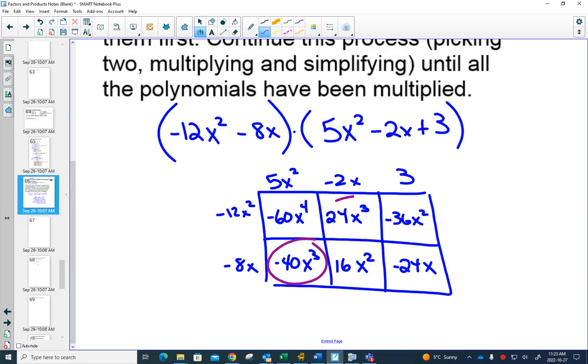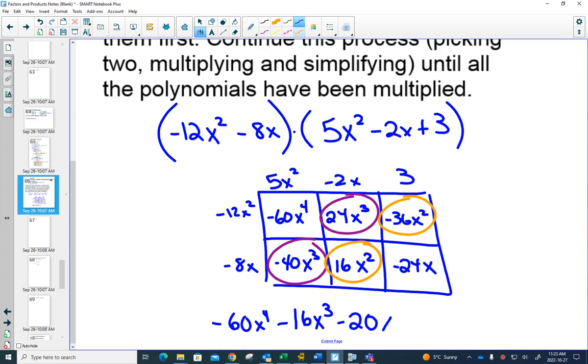Check your diagonals. Sure enough, those are like terms. Those are like terms. So our final answer will be negative 60x to the 4 minus 16x cubed minus 20x squared minus 24x.